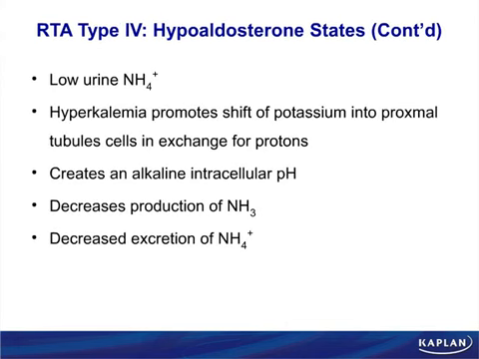So in the type 4 RTA, you also will see low urine ammonium levels, and this is due to transcellular shifts. The hyperkalemia will promote shift of potassium into the proximal tubule cells in exchange for protons. This creates an alkaline pH inside the proximal tubule cells, leading to a decreased production of ammonia. This leads to a decrease in excretion of ammonia. So this is why you'll see low urine ammonium levels in the type 4 RTA.